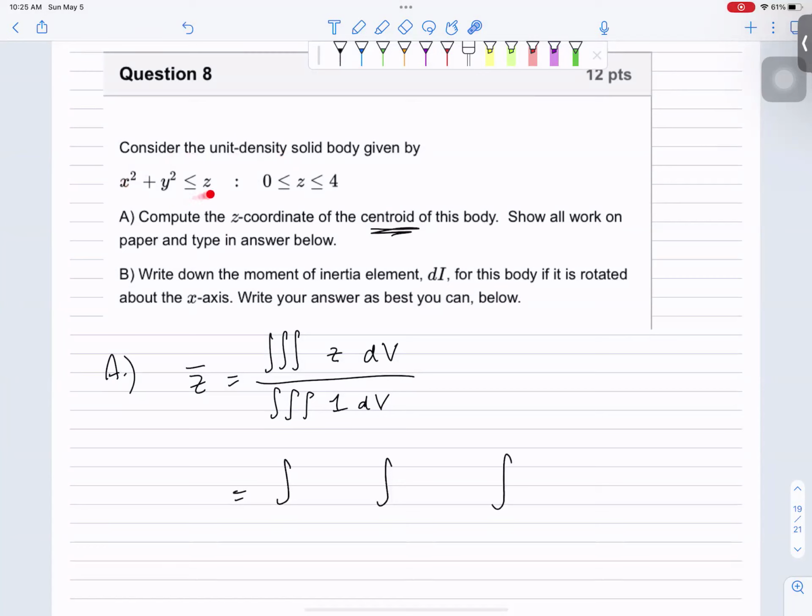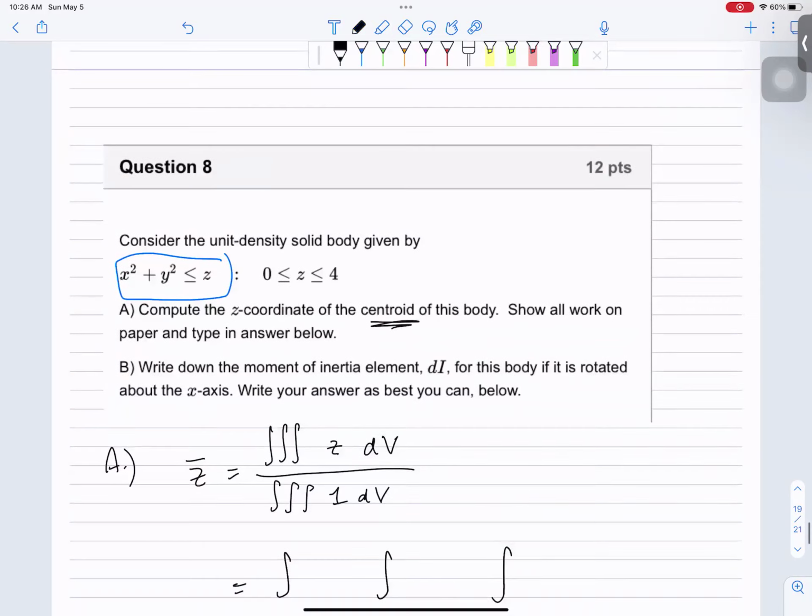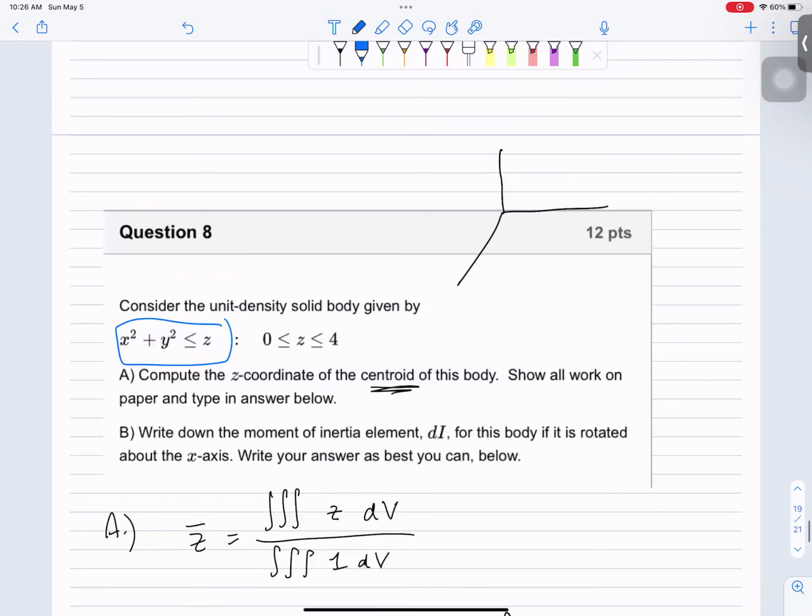They tell me I have this unit density solid body given by this. What exactly is this shape? I don't know what it looks like, so let's just test points. If z equals 0, what does the equation say? It says x squared plus y squared less than or equal to 0, so that's just a point. If z equals 4, I get x squared plus y squared less than or equal to 4, so I have a filled in disk.